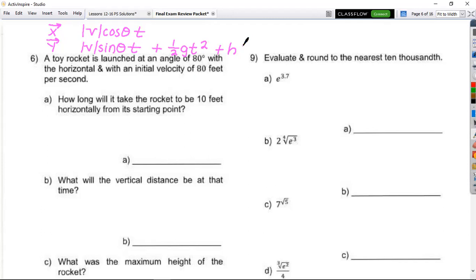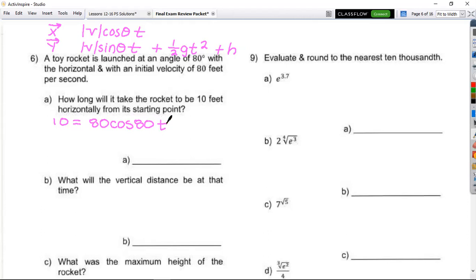So you have an angle of 80 degrees with a horizontal initial velocity of 80 feet per second. How long is it going to take for the rocket to be 10 feet horizontally from its starting point? So I'm going to grab this formula. 10 is equal to 80, because it's already positive, and then cos 80, and then times t. And then to solve for t, all you have to do is divide.